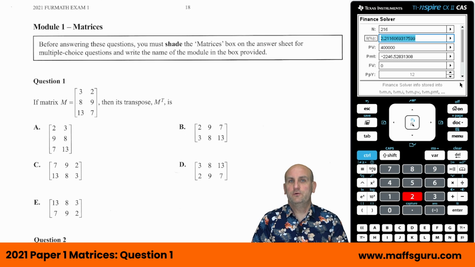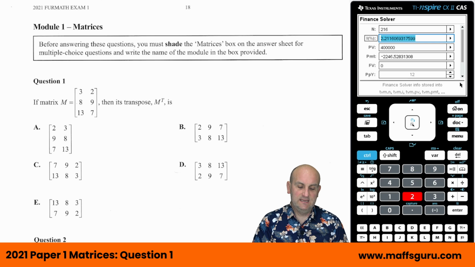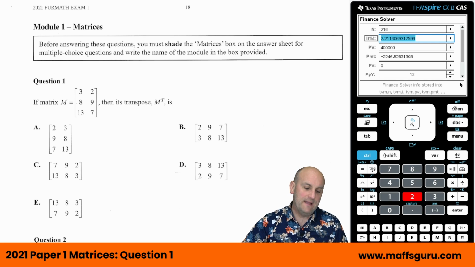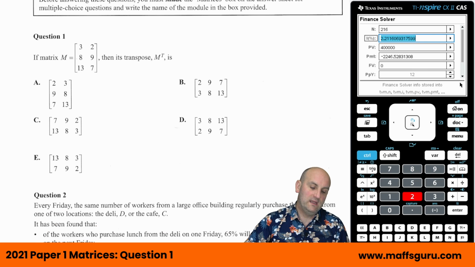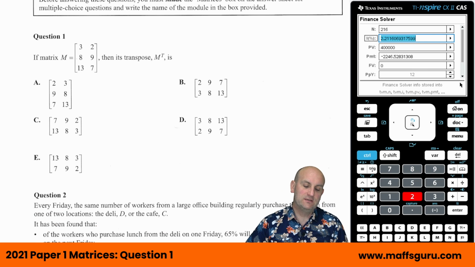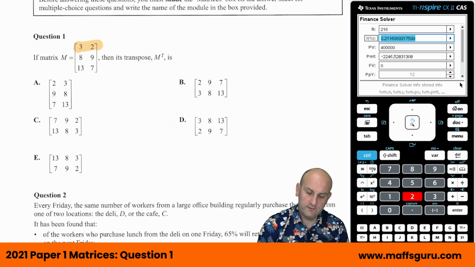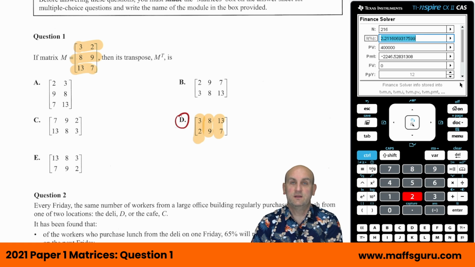And moving on to the modules, I will start with matrices. All right, so matrices. Interesting exam. Right, question number 1. If matrix M is given by that, then its transpose. When you transpose, rows become columns. There we go. So our row of 3, 2 becomes a column of 3, 2, row of 8, 9, column of 8, 9, row of 13, 7, column of 13, 7, as far as I'm concerned, gives me D as my correct answer.